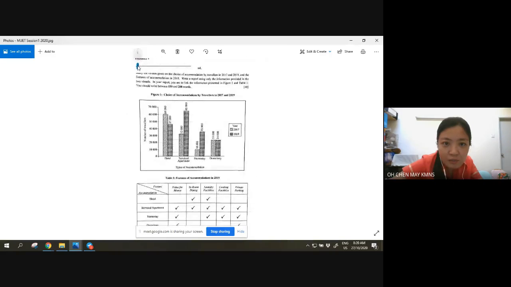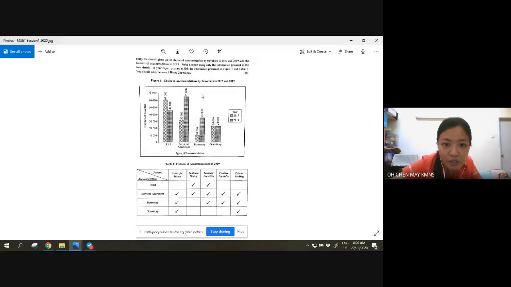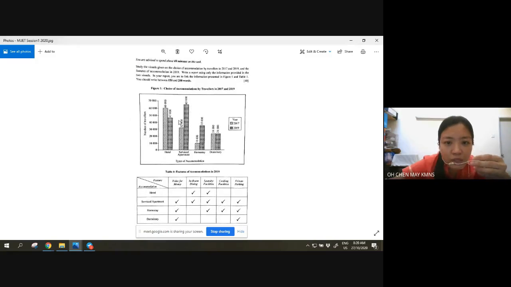So you can see here in the choice of accommodation, service apartment had the most number, isn't it? And dormitory had the least number of travelers who have chosen to stay over there. Okay, let's see why. Because of the features. Service apartment had a lot of travelers because it had the most number of features. You see, there are 5 features over here, whereas dormitory had the least number here in 2019.